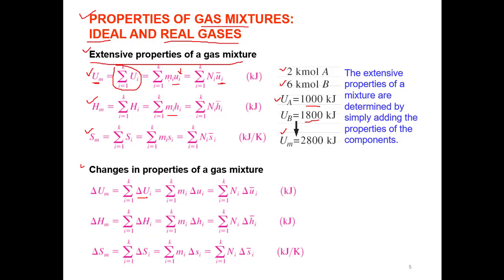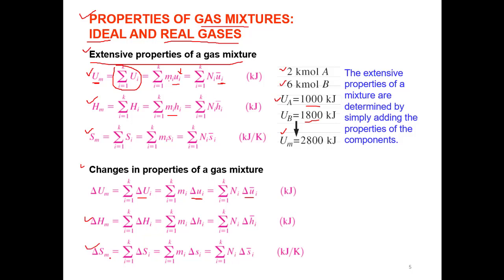Let's say there is a change in internal energy of the nitrogen, there is a change in internal energy of the CO2, there is a change in internal energy of another gas. Then you have to add up the changes in individual gases, and that will give you the change in internal energy of the mixture. Again, if the delta U available in the property table is in terms of specific properties, then you have to multiply by the mass, or if it is available per kilomole, then you have to multiply with the kilomoles of that gas. The same applies for the enthalpy as well as for entropy.